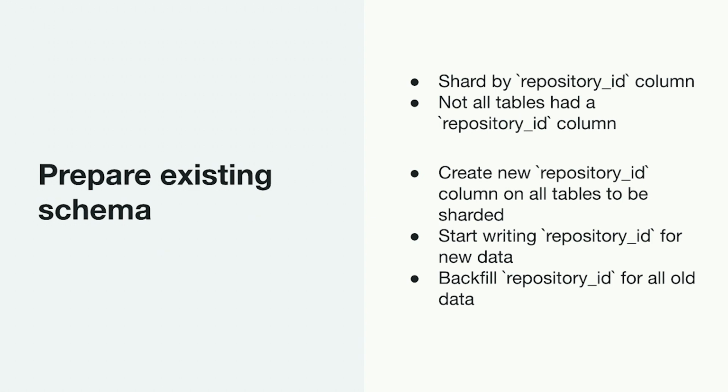So the very first thing we had to do was figure out how we will shard the data. And as I mentioned before, sharding by repository ID makes a lot of sense for us. But in the existing schema, not all tables had a repository ID column. So the first thing we had to do is figure out which tables we want to move to a sharded cluster, and then add a repository ID column to all of them, and backfill this column with actual data.